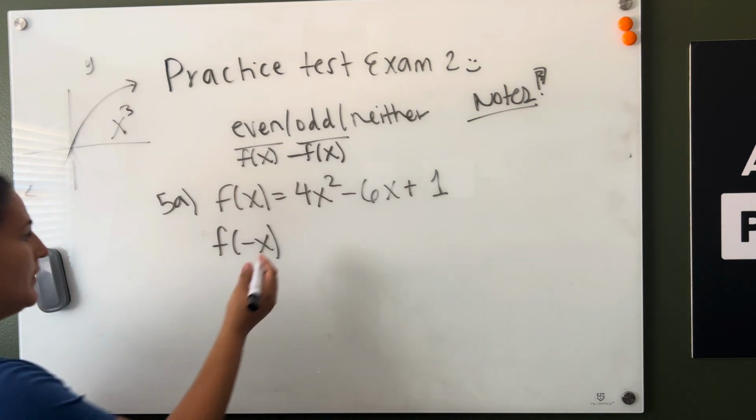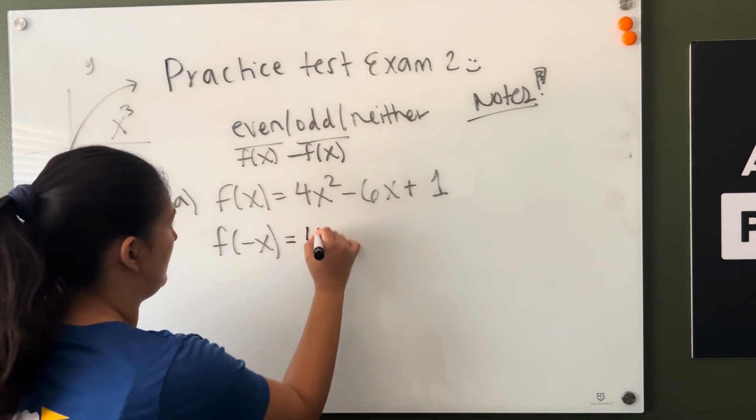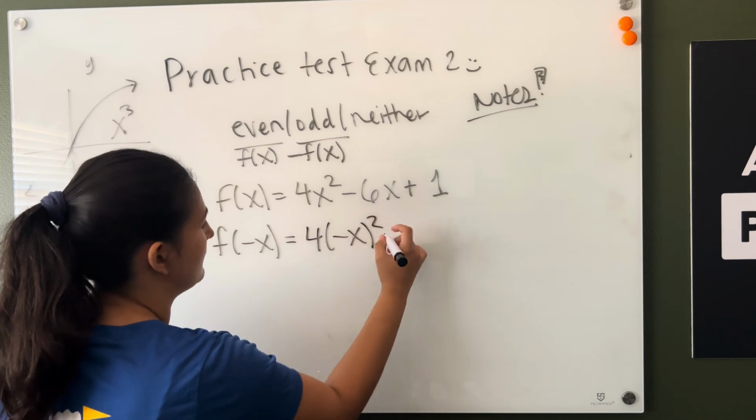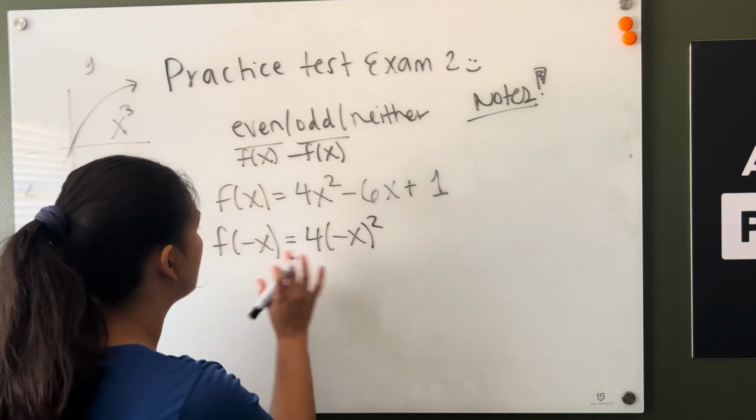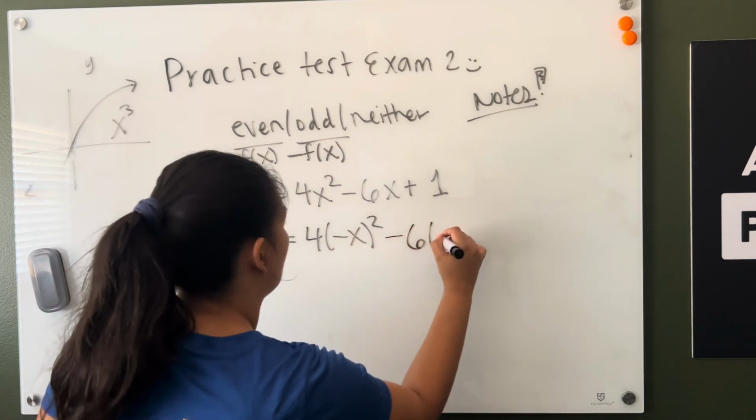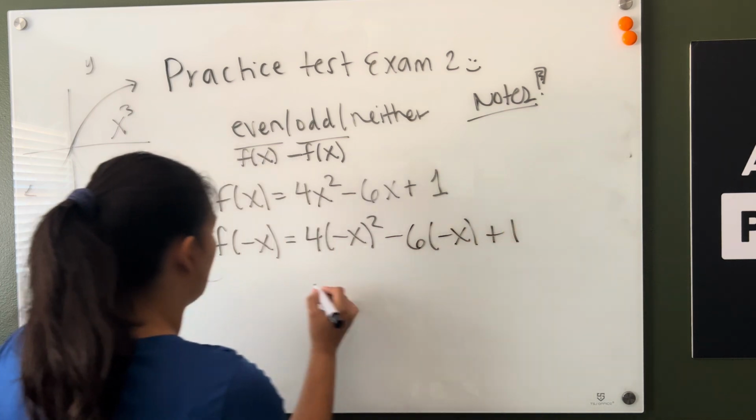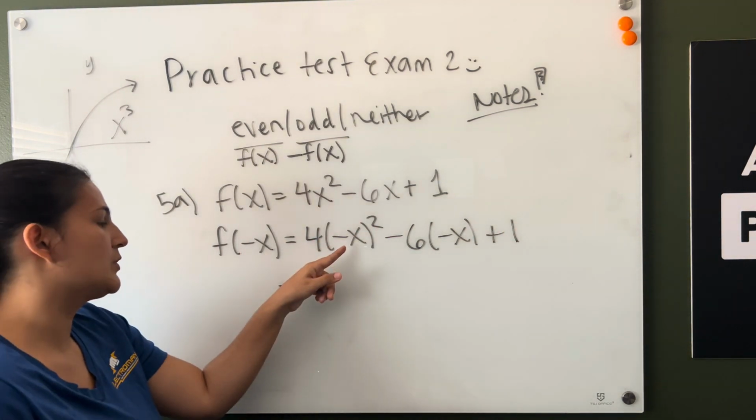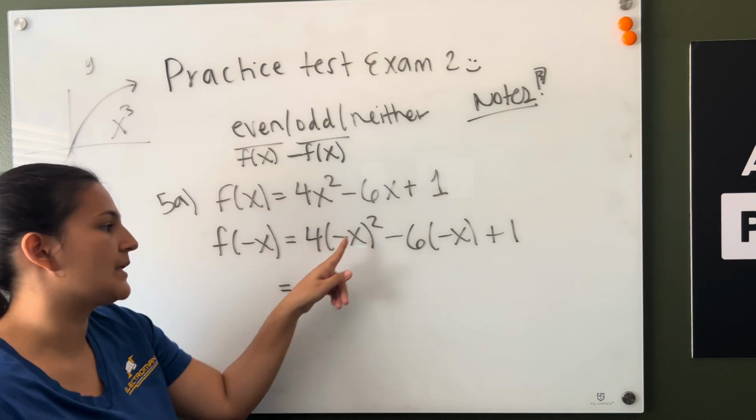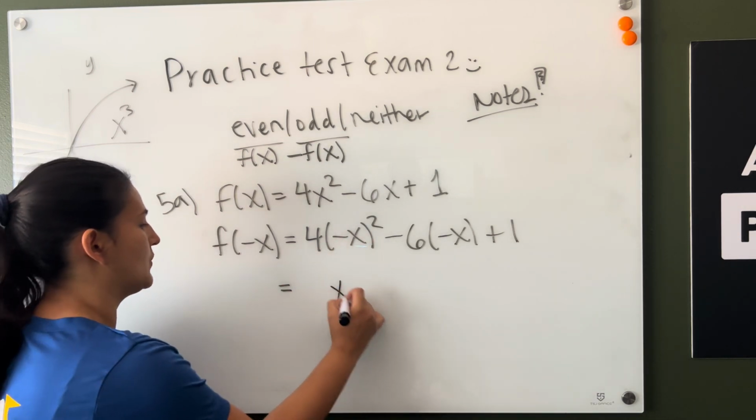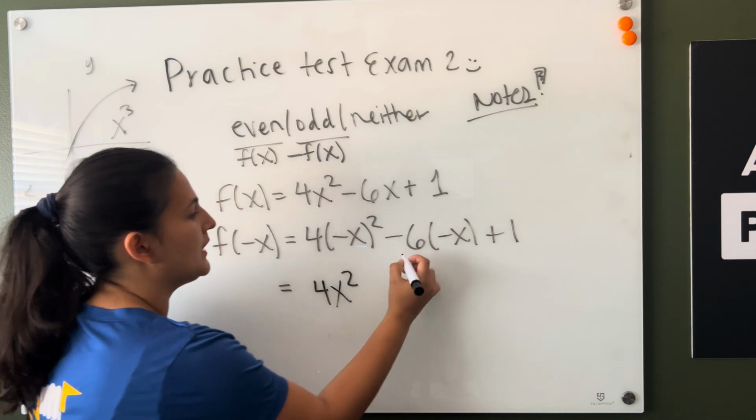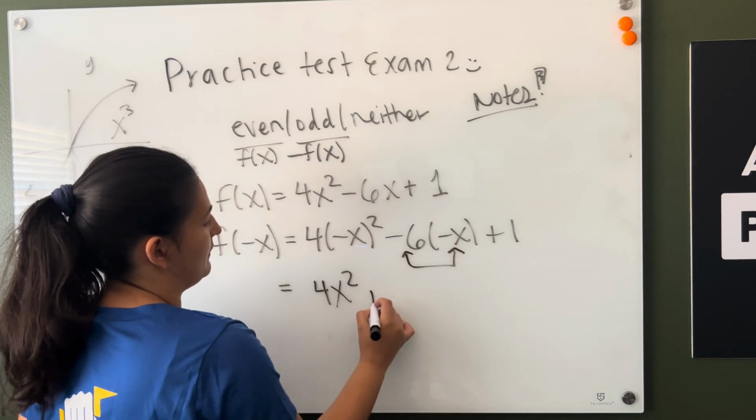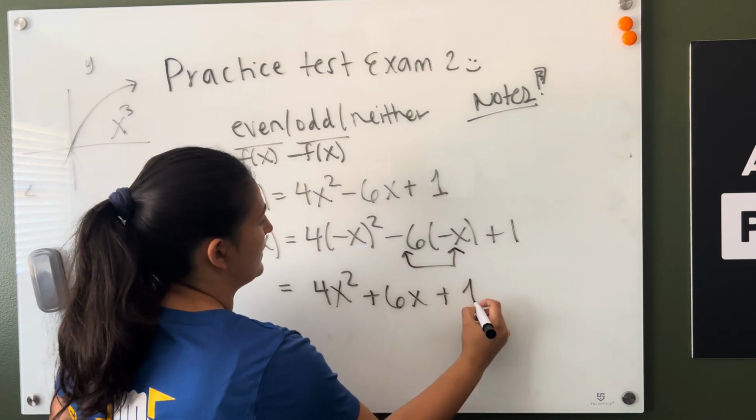Okay, so let's go ahead and plug in negative x into every x, and then simplify. So negative x squared, since you are multiplying a negative an even amount of times, would be positive. So that's just going to be x squared with the 4 in front. This right here, a negative times a negative is a positive. And so now I have my answer.